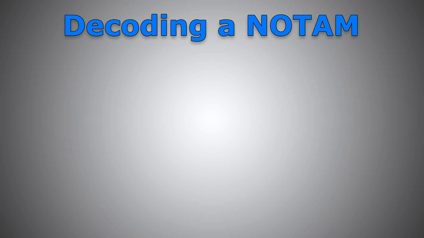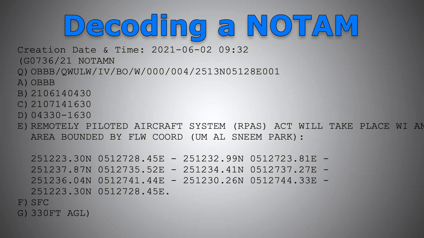Now we're going to look at how to read and decode a NOTAM. Okay, we have this one over here in front of us. I have taken it out of the AIP, and I believe it is still in effect as of the recording of this video. So first things first, the first line, the creation date and time, and it was issued 2021, June the 2nd, at 0932 UTC. Of course, keep in mind, guys, all times represented in any report or any aviation document are in UTC.